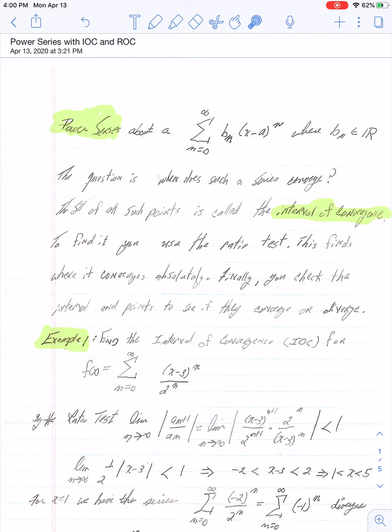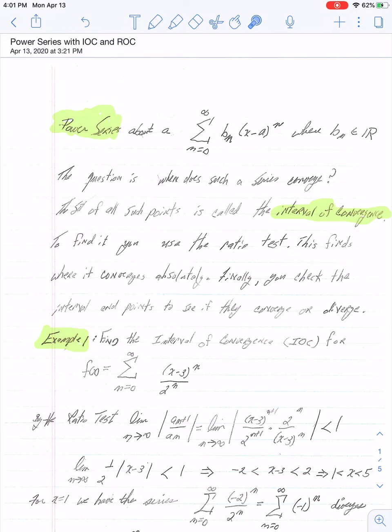So the first case we're going to look at is f of x is the sum of x minus 3 to the n over 2 to the n, running from 0 to infinity. The ratio test says I look at a sub n plus 1 over a sub n. That is x minus 3 to the n plus 1 over 2 to the n plus 1. And then if I divide by a sub n, that's the same as taking this and flipping it. So I get 2 to the n over x minus 3 to the n. And now I have to clean that up.